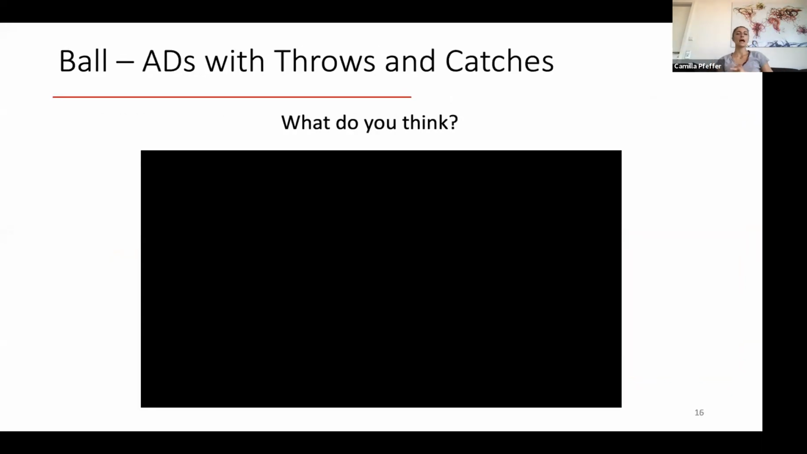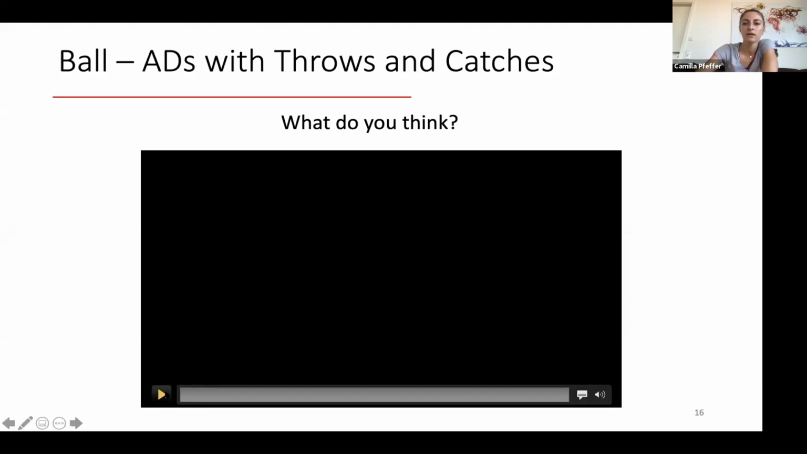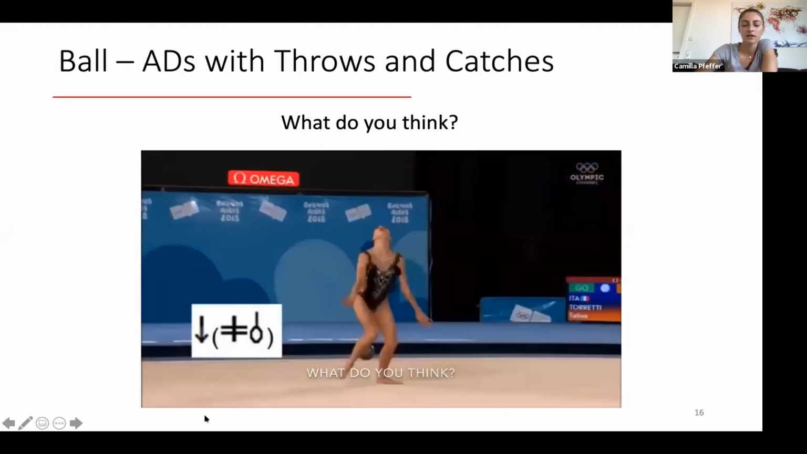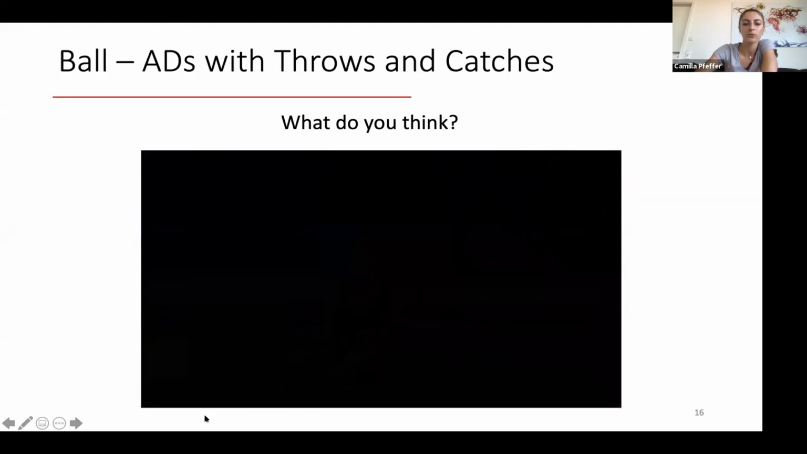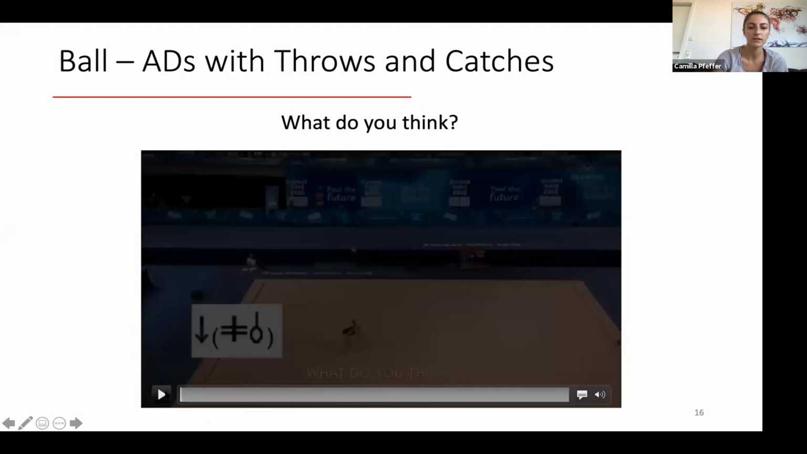And here on this slide, I will show you again some examples for ADs with throws and catches, and you can give your opinion again if you want to. Please give your opinion about the video. So here she's catching in the roll, what I showed to you before. I can show again, maybe it was a little bit too short. Please show it again.